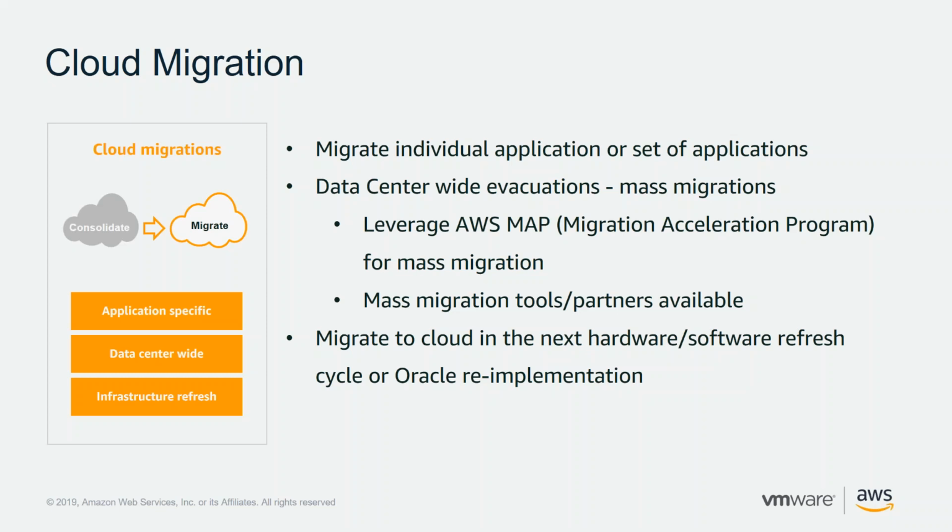You can also consider VMware Cloud on AWS for your cloud migration during your next hardware and software refresh cycles. Or sometimes you might choose to re-implement your Oracle solutions like E-Business Suite or Hyperion or PeopleSoft. The next new implementation could be on VMware Cloud on AWS.